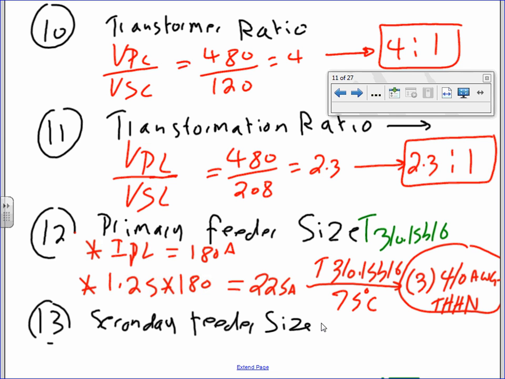Any comments, any questions about the primary? Why did we go to this table, Derek? Because look at the voltage, 480. So we don't have to go to the special table for the medium voltage conductor. It's not my medium voltage conductor.